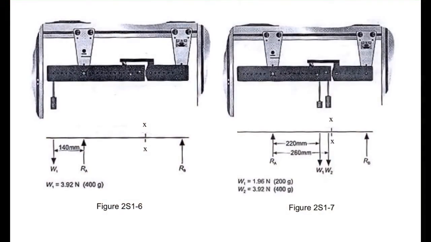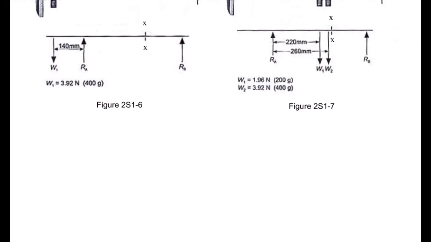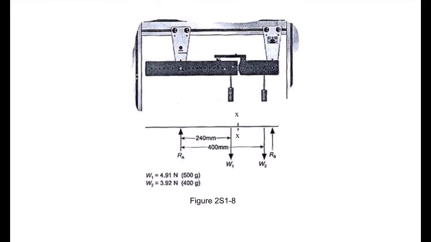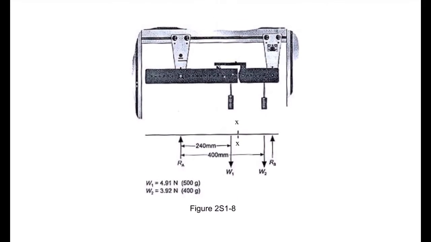And then, once again, check the digital force display meter reads 0 with no load, and then carefully apply load on the beam with the hangers in the position shown in figure 2S16 using the loads listed in table 2S15. And then calculate the support reactions, which are RA and RB, and calculate the theoretical bending moment at the section XX. And then repeat the procedure with the beam loaded as in figure 2S17 and 2S18.